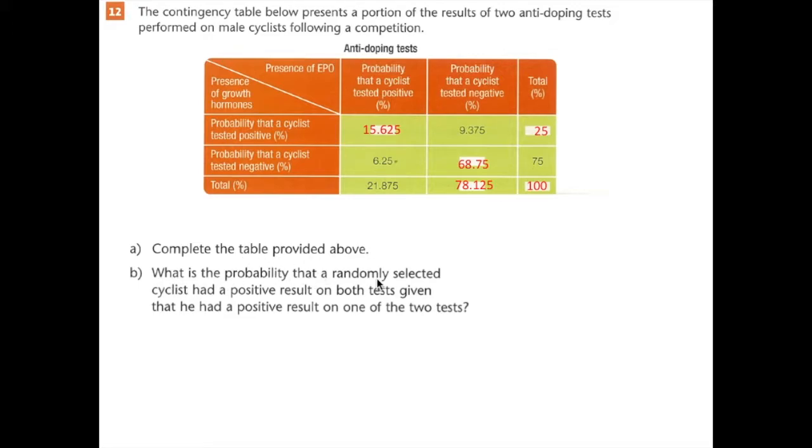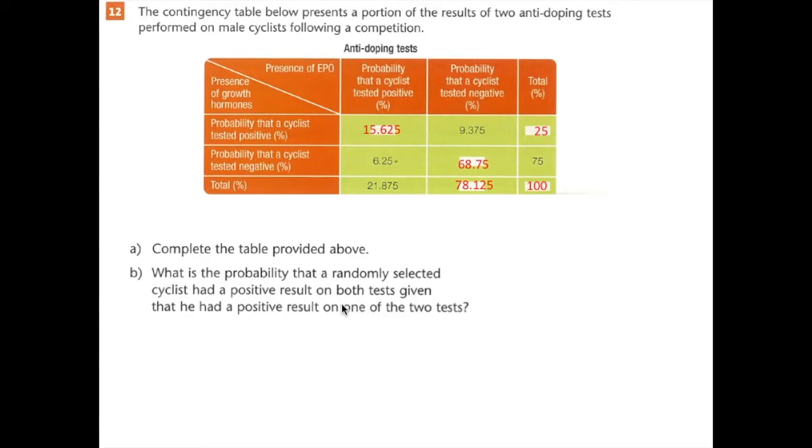What is the probability that a randomly selected cyclist has a positive test result on both tests given that he had a positive test result on one of the two tests? So this would be you got a positive on both. This is you got a positive on one. You got a positive on this one, on the presence of growth hormones. This one is positive on growth hormones and positive on EPO. And this one is positive on growth hormones and negative on EPO. This would be positive on EPO and negative on the growth hormones. This would be negative, negative. So this is negative on both.